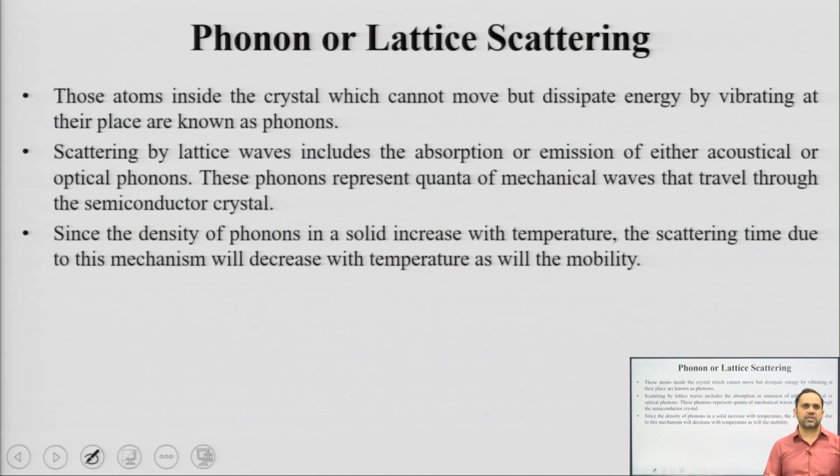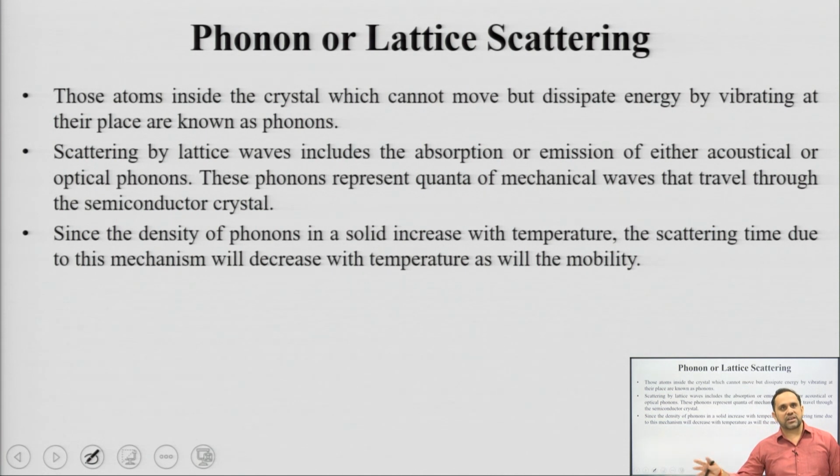And since these phonons are a part of the lattice structure, the crystal lattice, you can also call this mechanism a lattice scattering mechanism. Scattering by these lattice waves, we say waves because when they are vibrating, they produce a sort of wavy structure inside the 3-dimensional crystal. A crystal is purely a 3-dimensional arrangement. So when this 3-dimensional arrangement of atoms starts to vibrate, you can call it a lattice wave.